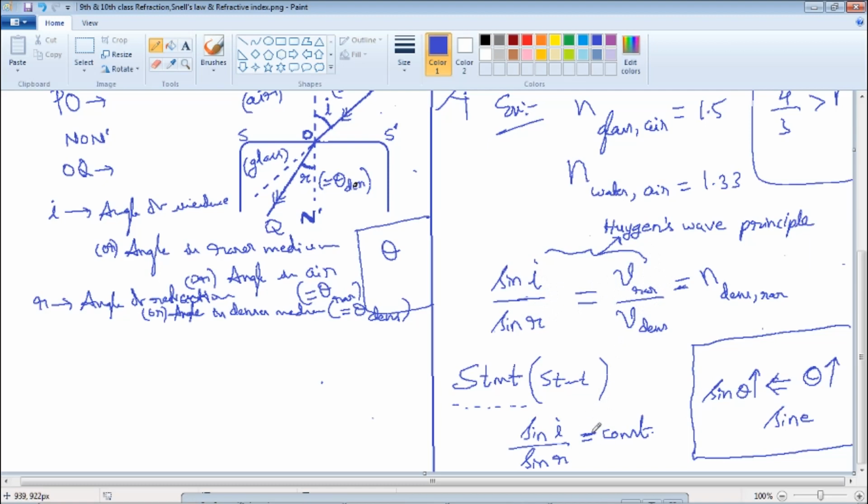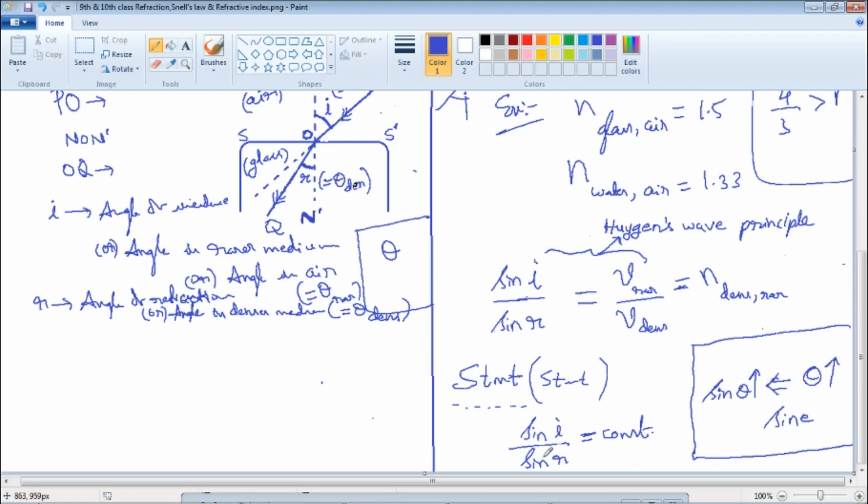So when Snell gave this law, he really found out that sin i by sin r is a constant. So what is the meaning of this? This constant has a fixed value. We have already seen two examples: the refractive index of glass with respect to air, denser medium with respect to rarer medium, is 1.5, and again water with respect to air. Definitely it's a constant. The right hand side is a constant, so the left hand side, sin i by sin r, also should be constant.